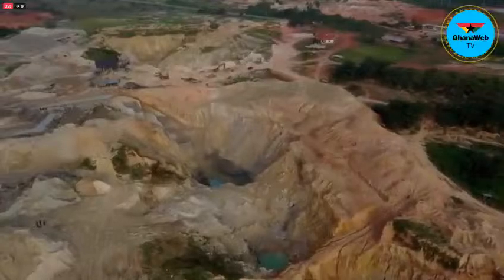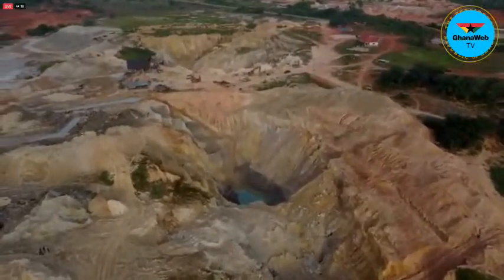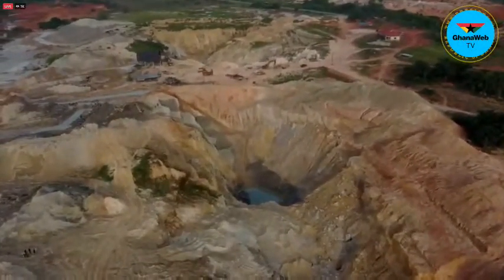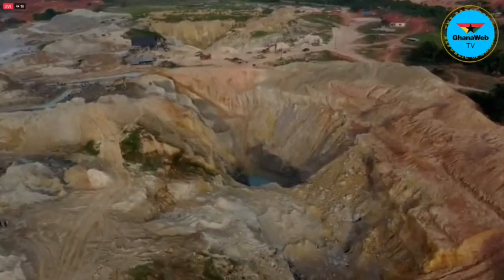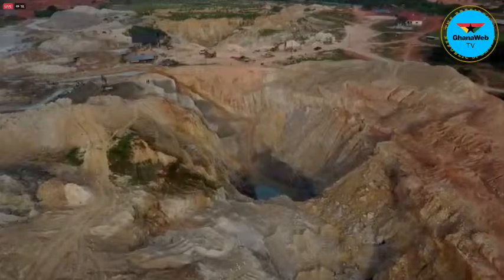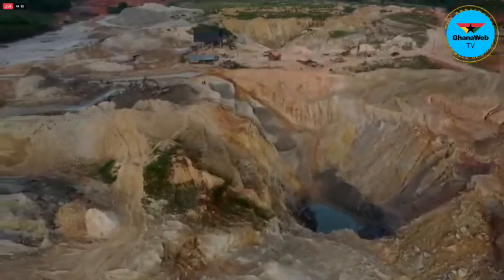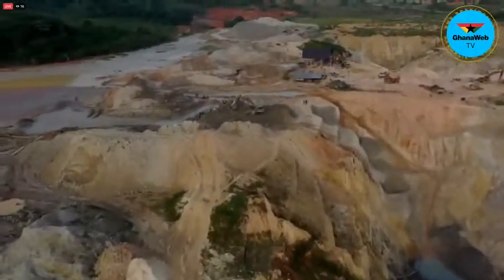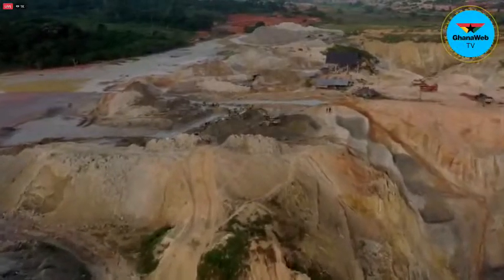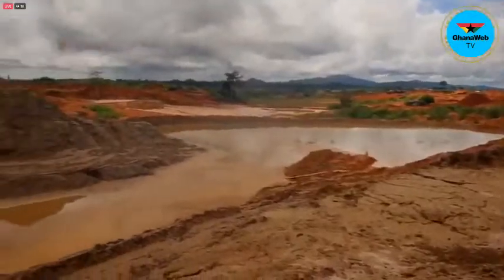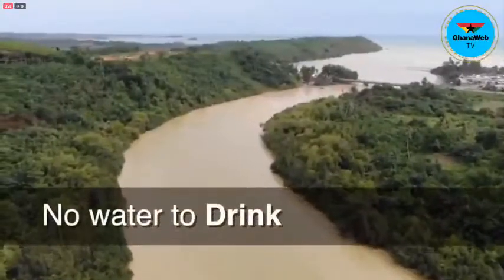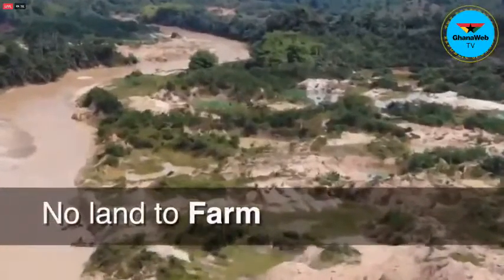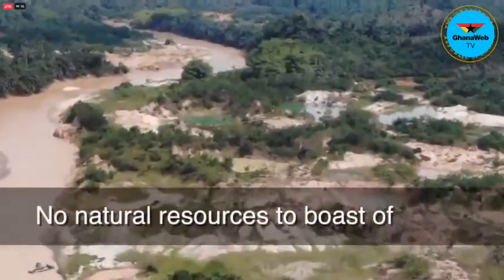The point we keep making about the fight against illegal mining being a collective one, I think this is classic evidence of that call that it will require the concerted effort of all of us. It cannot be the fight for government alone or for ministers alone. It has to be the fight for all of us, citizens and all the actors in the body politic of Ghana. The situation is dire, and if we continue to look on as a people, we may wake up one day with no water to drink, no land to farm, and no natural resources to boast of.